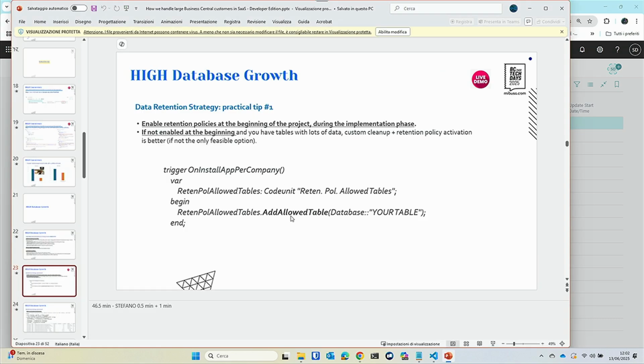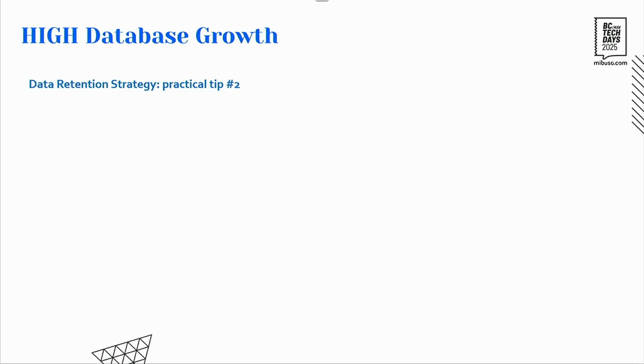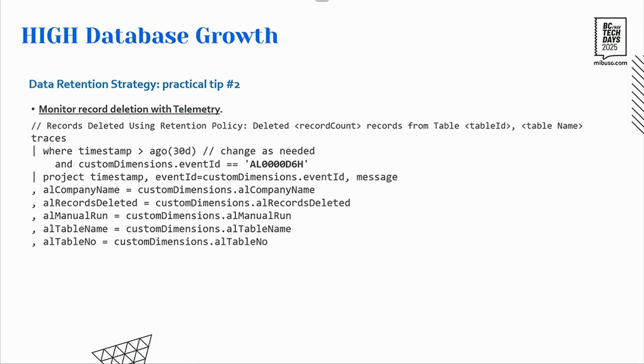So in your install, usually in your install per company of this trigger, add this table to the retention policy. Otherwise, you cannot see that. And just the practical tip is, when you do this, monitor. Take it with telemetry. Telemetry already gives you a signal that it is the DSH, exactly.